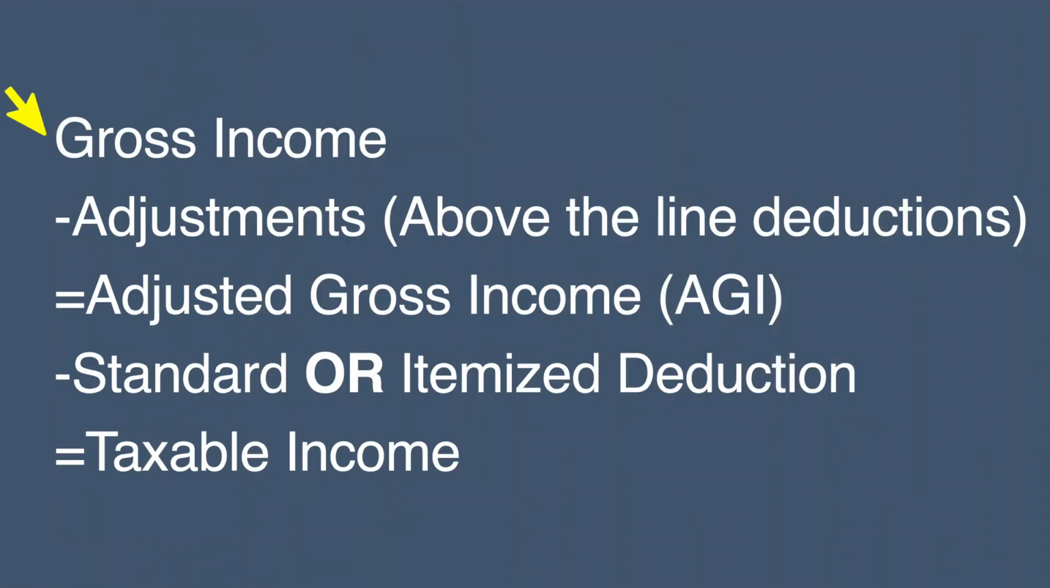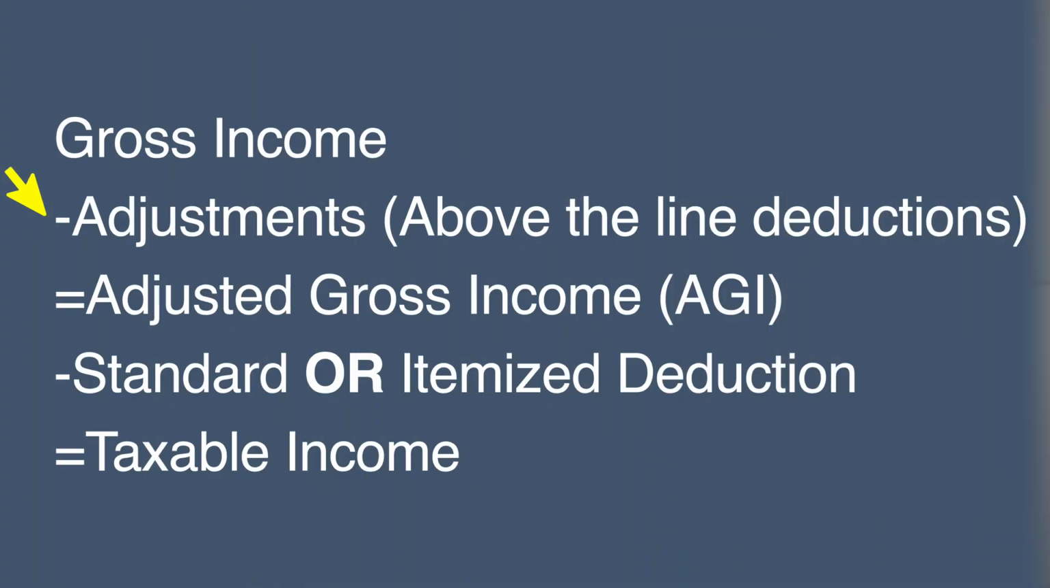Before we dive right in, let's quickly break down how federal income tax is calculated. This will help you see where these deductions fit in. Here's the basic formula. Gross income minus above-the-line deductions, aka adjustments, equals adjusted gross income. Then you'll take this adjusted gross income, aka AGI, and subtract either your standard deduction or your itemized deductions to arrive at your taxable income. Your actual federal income tax is based on that taxable income amount.